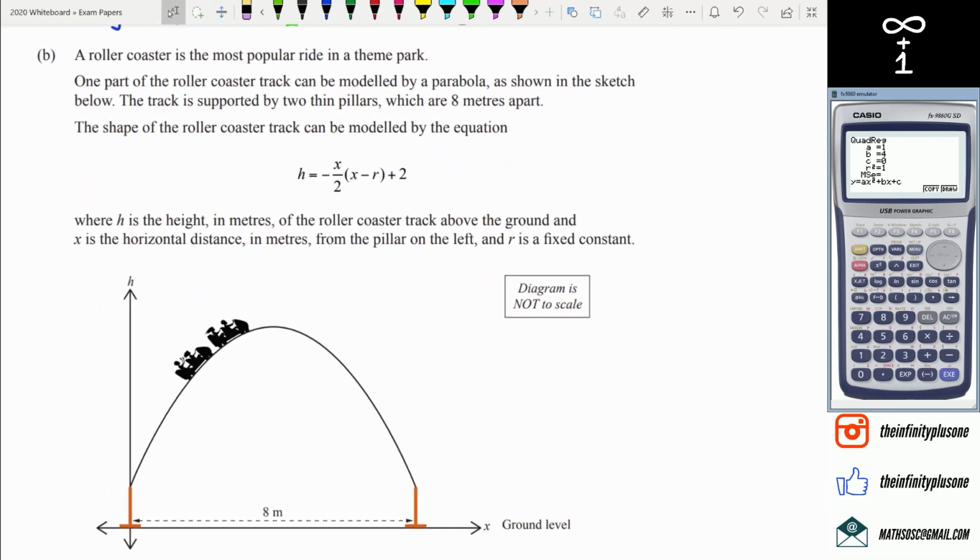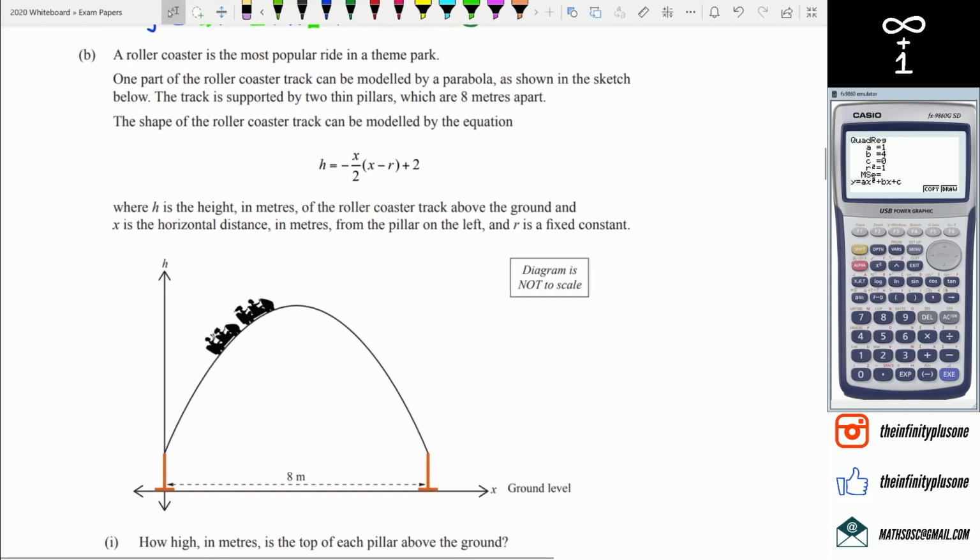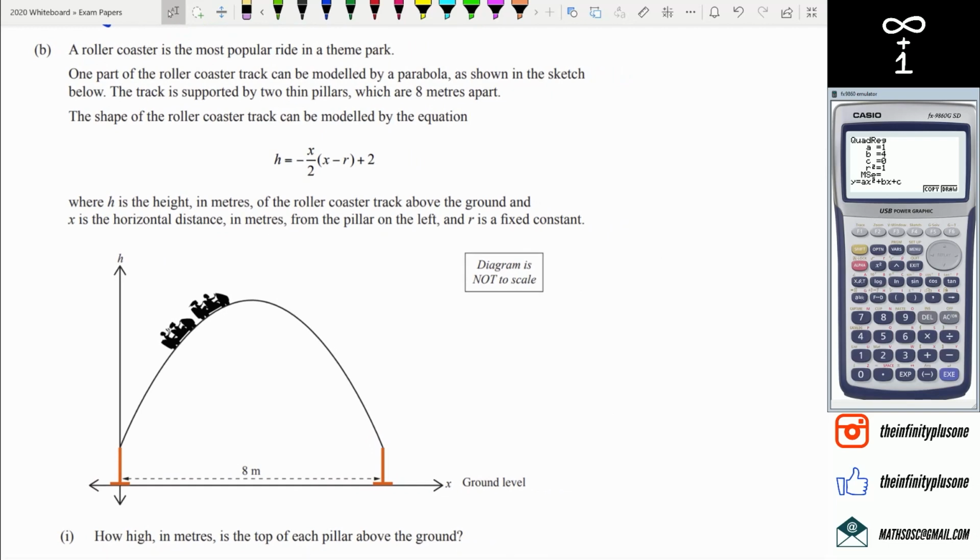So with the next question, what we have got here is a parabola, and just having a look at this particular question, the first part of the question is how high in meters is the top of each pillar above the ground? All right, so basically what it's asking for is each pillar. So the pillar is actually in red. So it's actually asking for that distance there. So all we have to do for part one is put x is equal to 0 and figure out what that red line is.